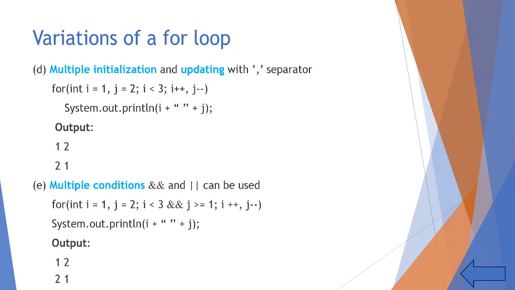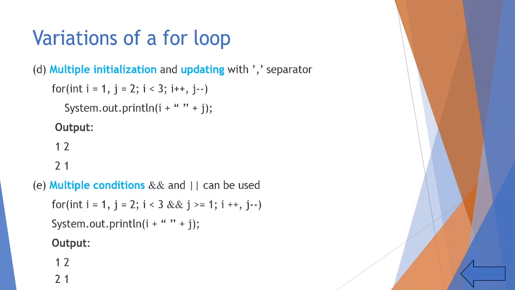i was 1, i plus plus becomes 2, then 3 comes out of the loop. j was 2, j minus minus 1, and then comes out of the loop because i becomes equivalent to 3. So output would be: i is 1, j is 2, i less than 3 true, so i and j print 1 and 2. Then i is incremented, j is decremented. Now i is 2, j is 1, printed. Now i becomes 3, which is condition is false. i should be less than 3, not equal to 3, comes out of the loop.